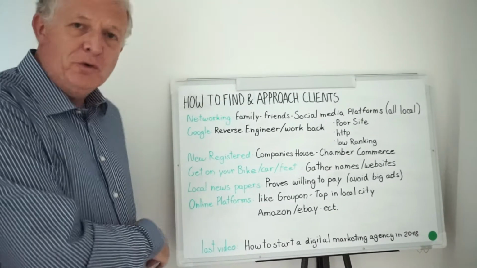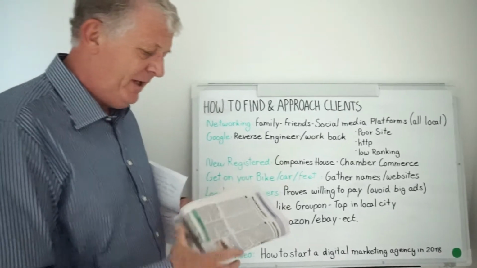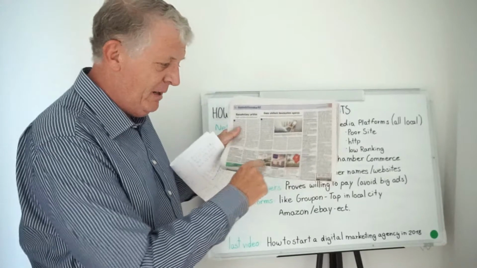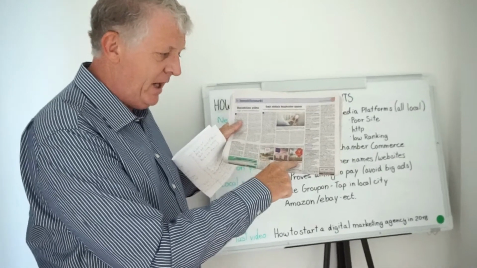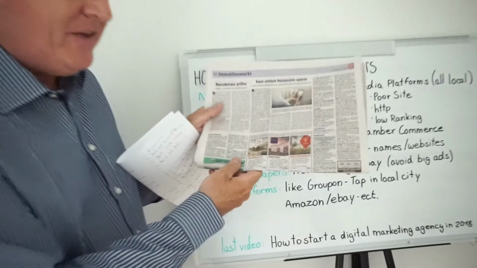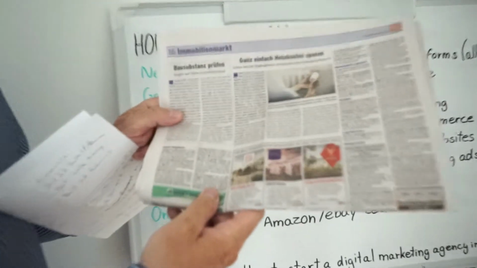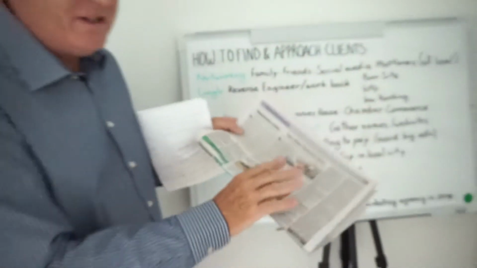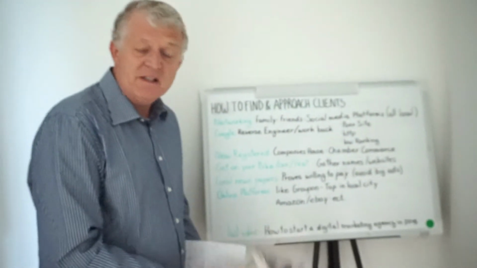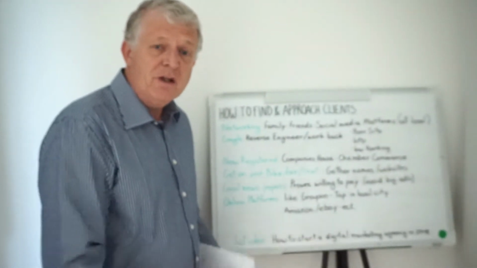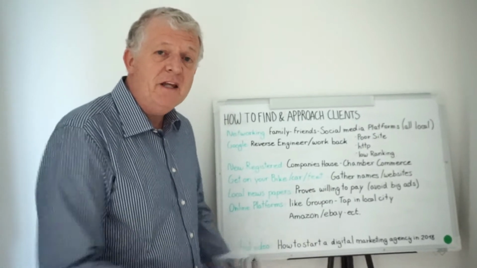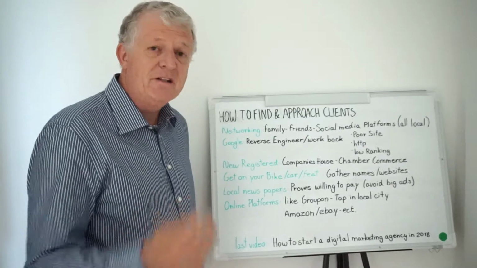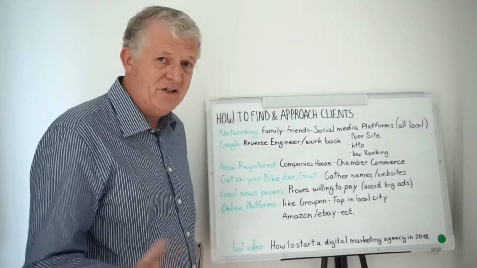The next is local newspapers, like this one that we've got here. You can see this is actually a German newspaper, but there are estate agents there, and what they're doing is they advertise their properties or whatever they've got there, and they leave their email addresses, their websites, their business, and you can go and have a look to see how they're performing online. If they're advertising in the newspaper, then obviously they've got money and they can afford to pay for some search engine optimization.